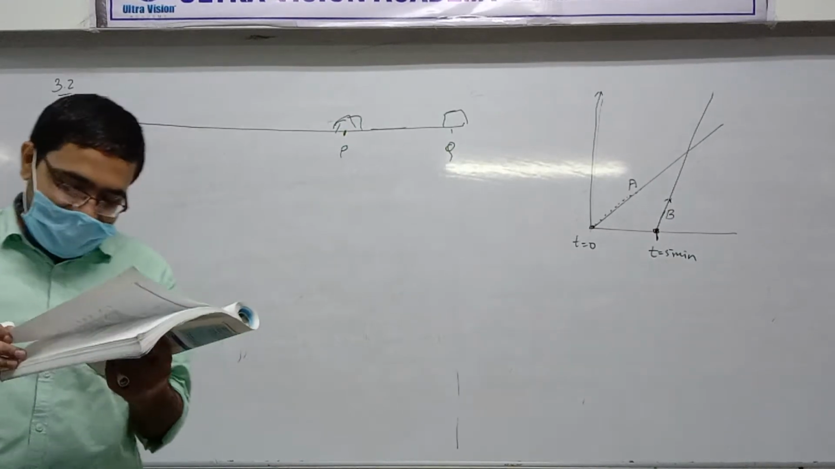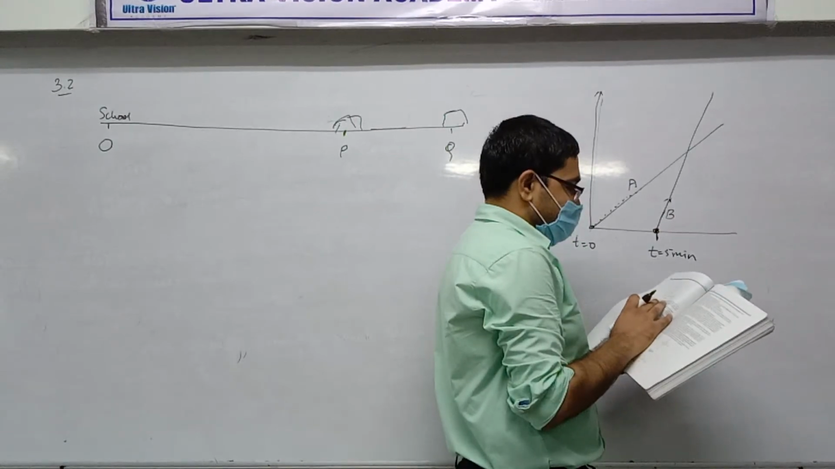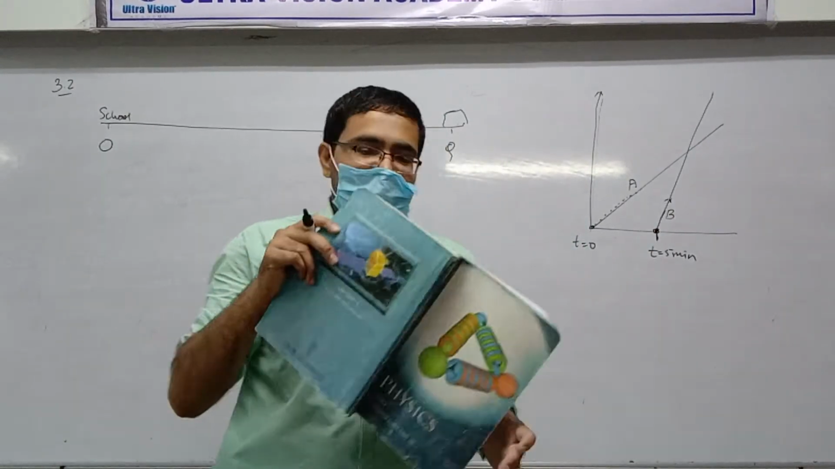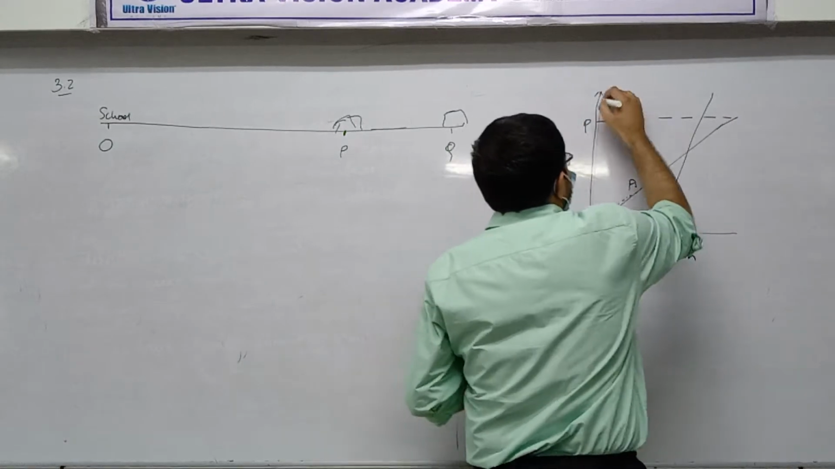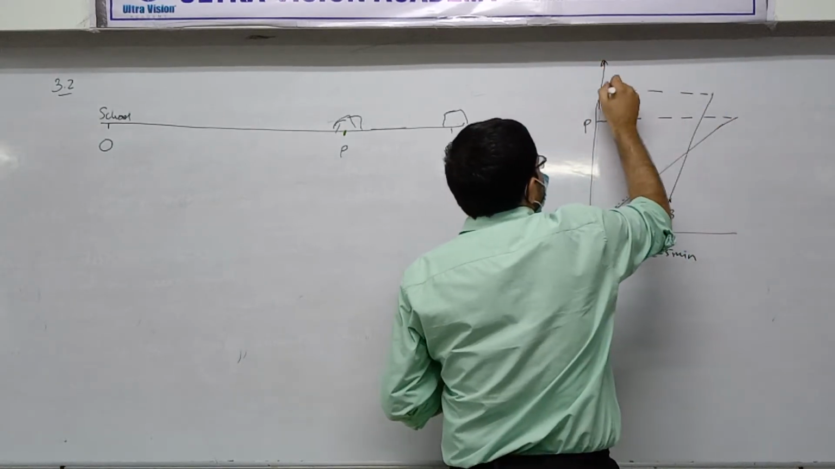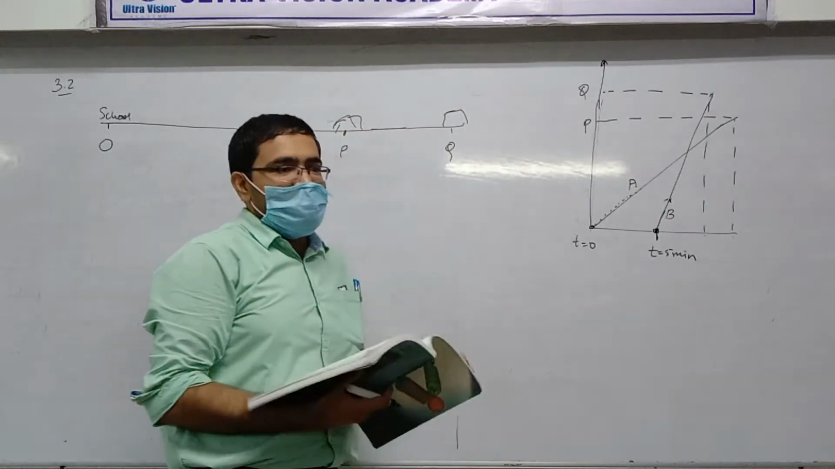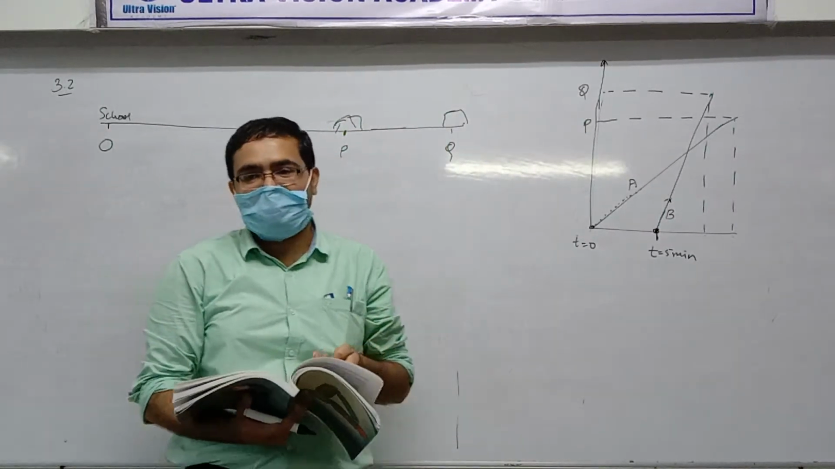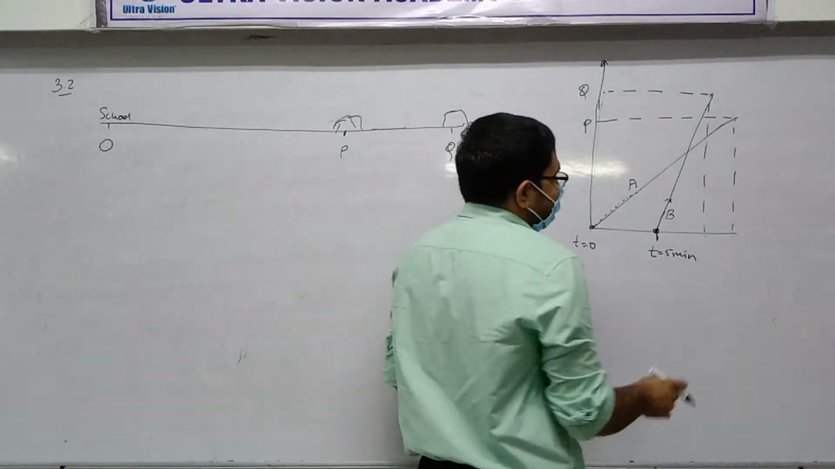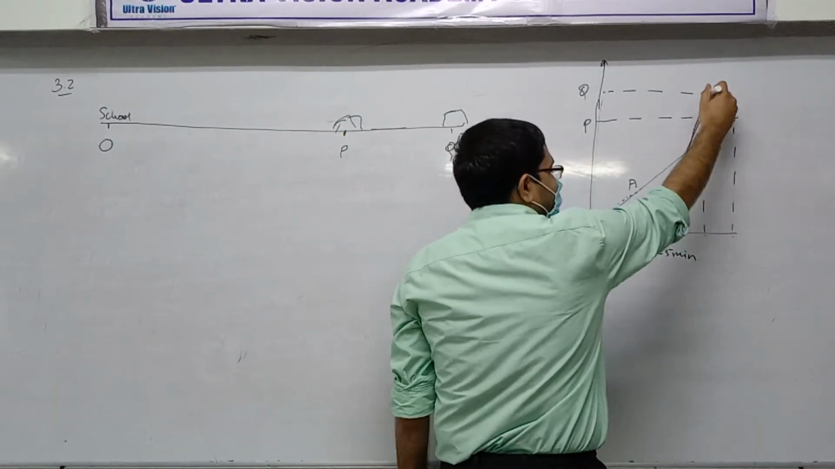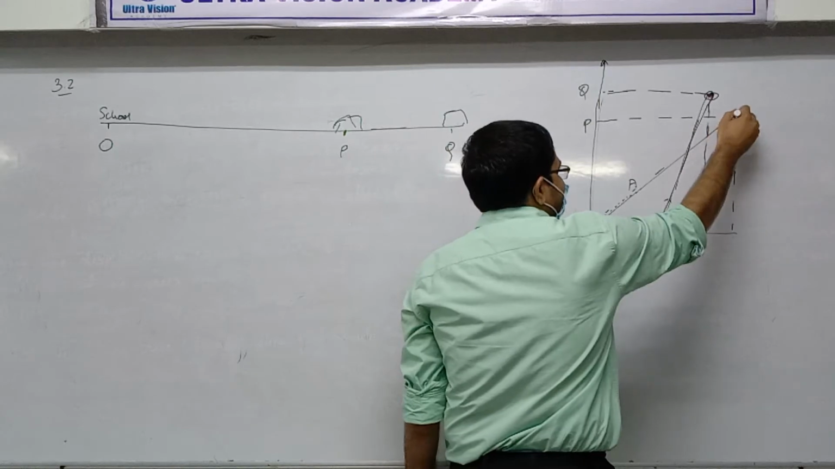Do A and B reach home at the same or different time? For that you'll have to look at the graph. Different time. Is the time the same when A reaches P and B reaches Q? No. Who reaches first? A reaches home first? B. This is B, yes or no? It reaches Q over here at this time, clear? But A reaches P at this time.